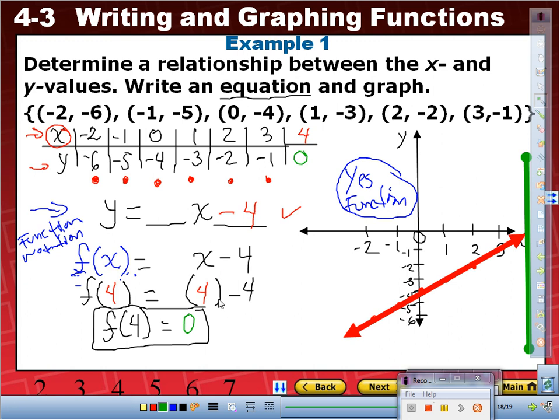Let's try another one. And this one you don't have to copy. What would be my next number to substitute and evaluate? 5. So check this out. If I substitute here at 5, what do we have? 5 minus 4 equals what? 1. So therefore, f of 5 is 1. Everybody see what I'm doing?